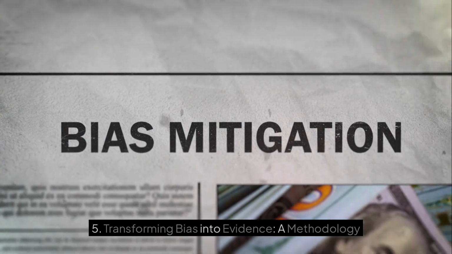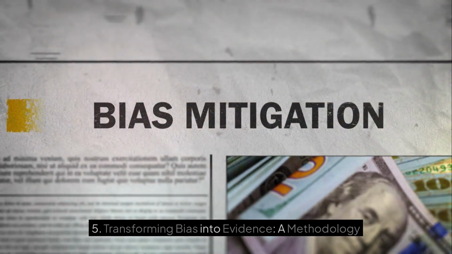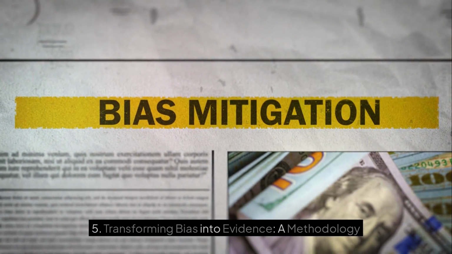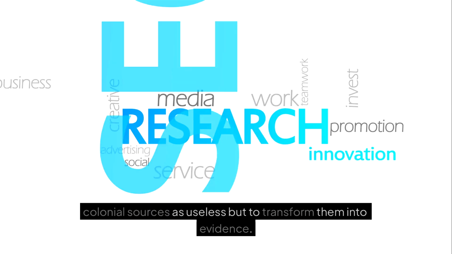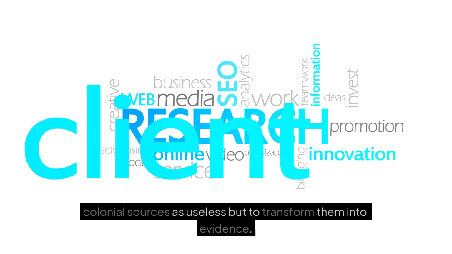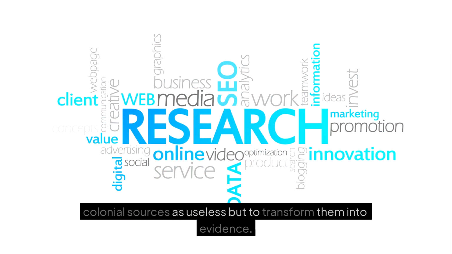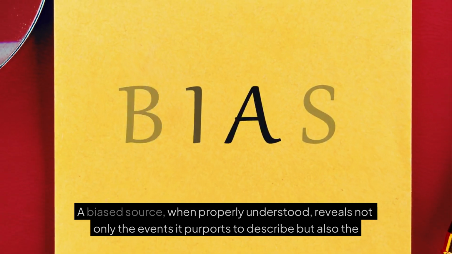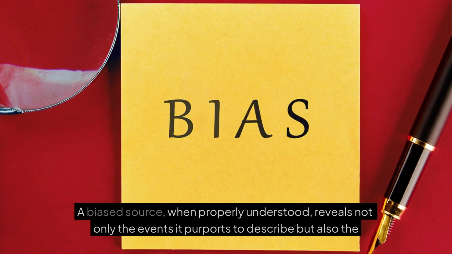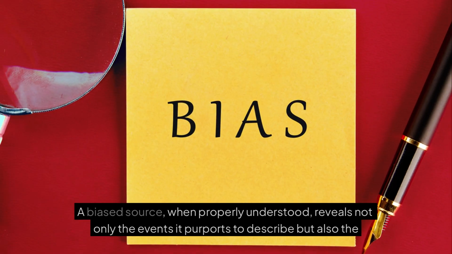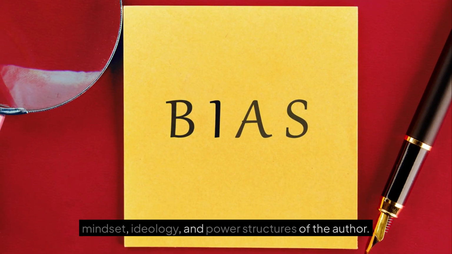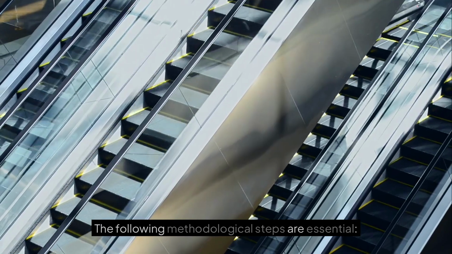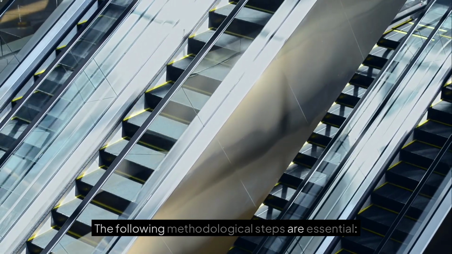5. Transforming bias into evidence: a methodology. The goal of critical source evaluation is not to dismiss colonial sources as useless but to transform them into evidence. A biased source, when properly understood, reveals not only the events it purports to describe but also the mindset, ideology, and power structures of the author. The following methodological steps are essential.